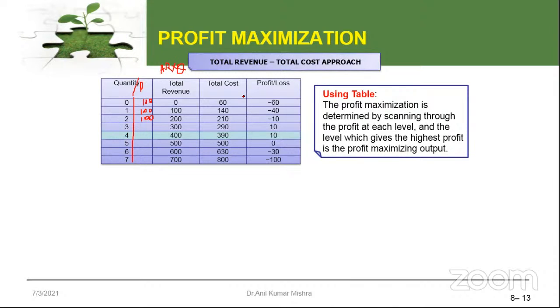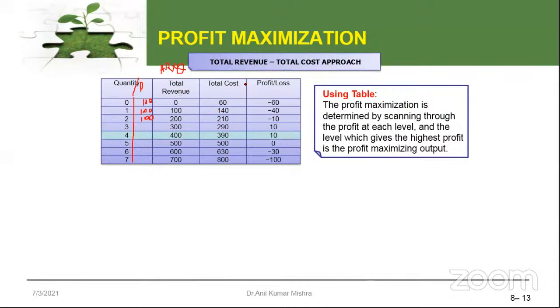Thereafter, total cost increases at a diminishing rate. After that, it increases at an increasing rate, because of the law of increasing returns and thereafter the law of diminishing returns. Okay, and what is the technical difference between total revenue and total cost?